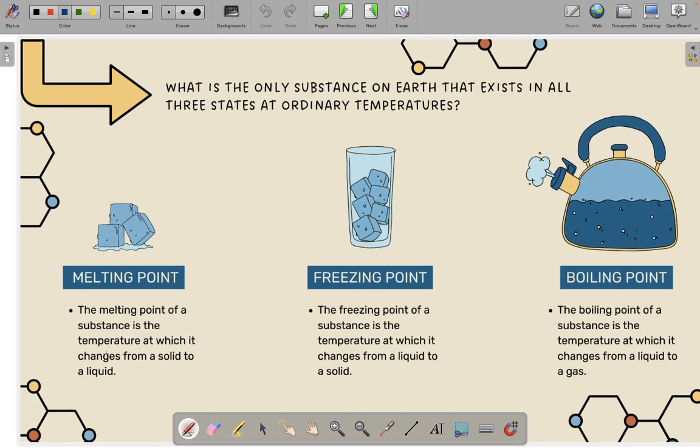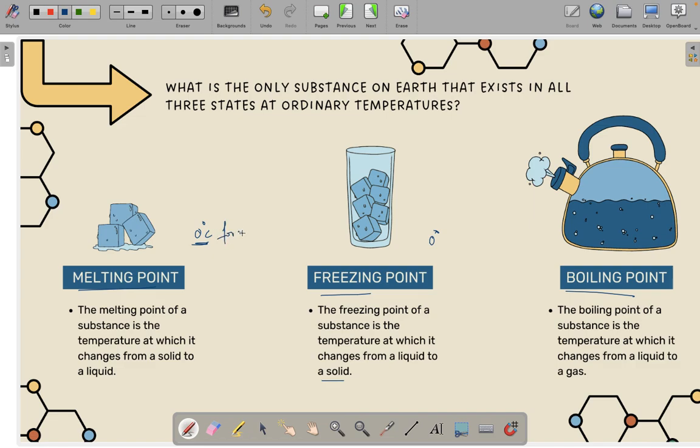Okay. Now we have already discussed this. What is a melting point? What is freezing point? What is boiling point? If you consider water, the melting point of a substance is the temperature at which it changes from solid to liquid. For water, 0 degrees Celsius is the melting point. Freezing point of a substance is the temperature at which it changes from liquid to solid. Again, it is 0 degrees Celsius.